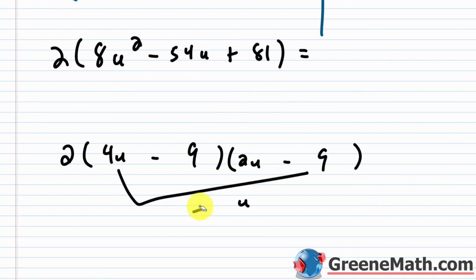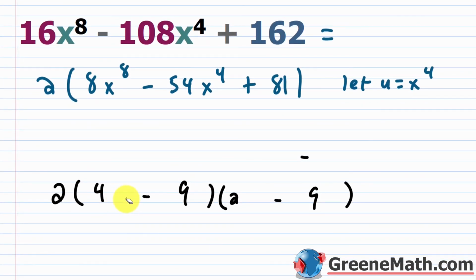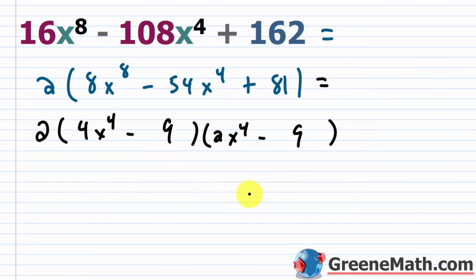Let's get rid of that, and let's get rid of that. Let's move this up here. Everywhere there's a u, I'm just going to write x to the 4th power. Let's get rid of this and this. Now, most of you might stop here and report your answer as 2 times the quantity 4x to the 4th power minus 9 times the quantity 2x to the 4th power minus 9. But remember, in the first problem, I told you always have to check for additional factoring.